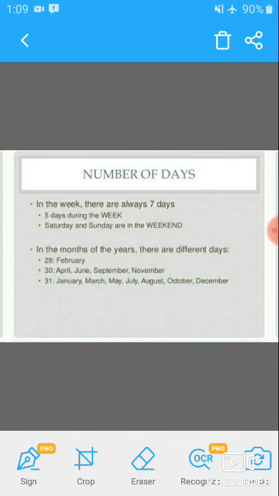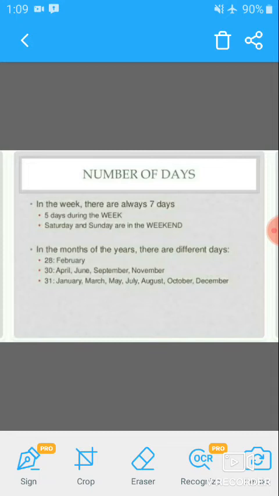Now students, let's move on to the next topic, that is the calendar. So students, at your home there is a calendar. So do you know what this calendar shows? A calendar shows a year.